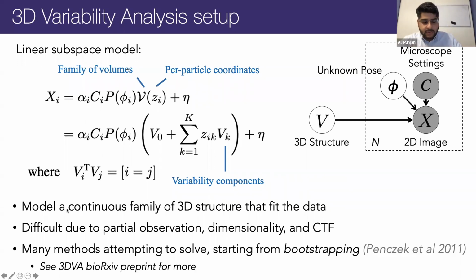The hard part, once we get to this point, is figuring out how do we actually fit this model? How do we perform that inference optimization to fit this model to the data? The parameters we have to fit that we don't know are all of the V_k's, we don't know the variability components. The Zs, we don't know the position of each particle along each variability component, and we don't know the alphas, the scale factors. So we have to fit all of those at the same time to the particle images. And that turns out to be very difficult for a few reasons.